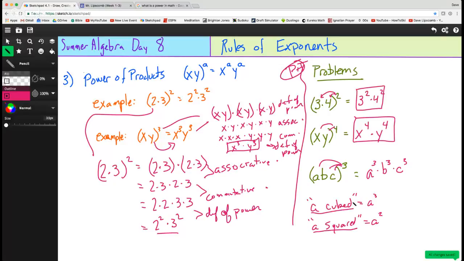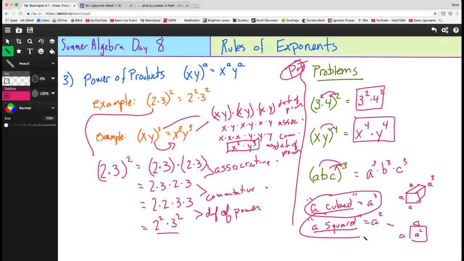I'm not going to get into why. Maybe some of you can put it together. It has to do with the fact that if I have a square with side a, the area is a squared. And if I have a cube with side a, where all sides are a, because a cube is a three-dimensional object where all 3 dimensions are equivalent, the volume is a to the 3rd power. So that's why they call a to the 3rd a cubed, and a to the 2nd power squared. All right, let's go on to rule number 4.